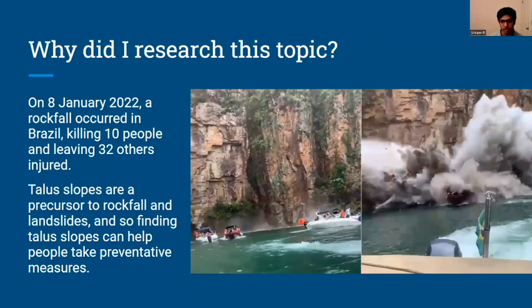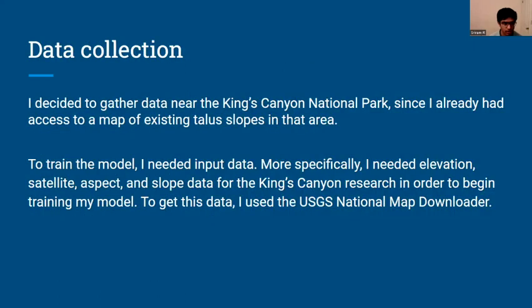So why did I research this topic? Rockfall is a pretty dangerous phenomenon. On the 8th of January 2022, rockfall occurred in Brazil, killing 10 people and leaving 32 others injured. Talus slopes are a precursor to rockfall and landslides, and so finding talus slopes can help people take preventative measures against things like these.